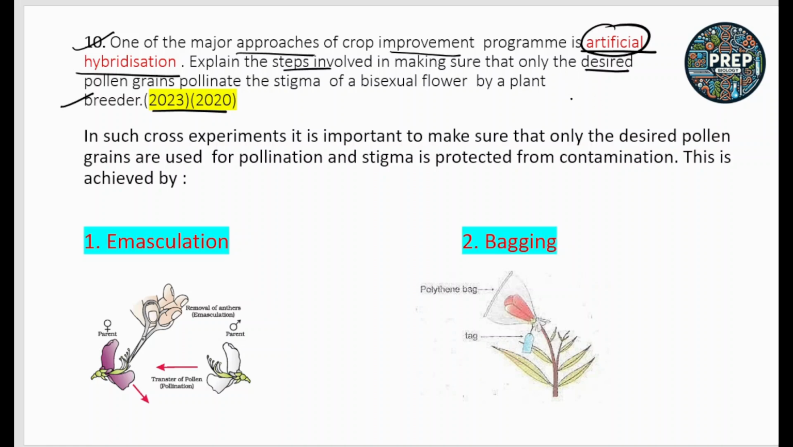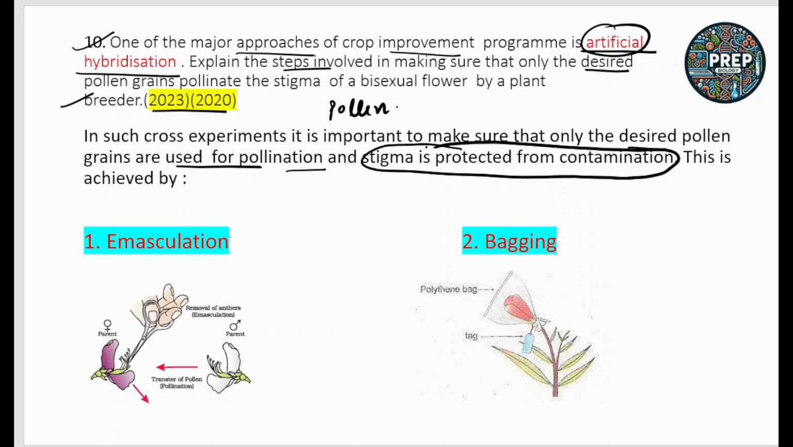Why? In such crossing experiments, it is important to make sure that only the desired pollen grains are used for the pollination and the stigma is protected from contamination. So this is achieved in artificial hybridization. We artificially hybridize the male and the female plant by two main approaches: first is emasculation, second is the bagging technique.